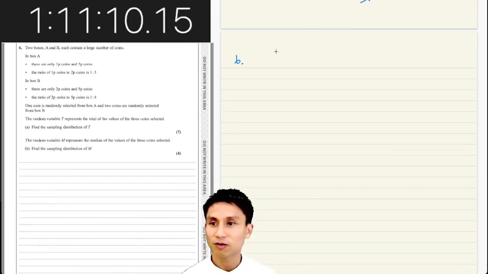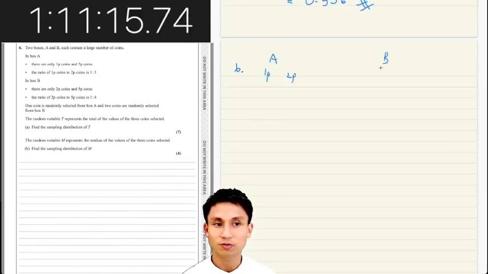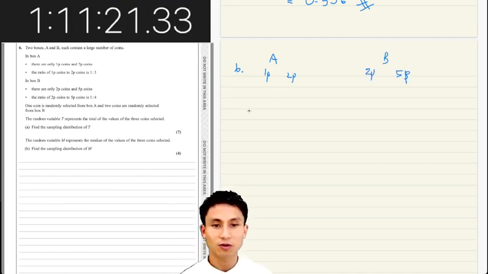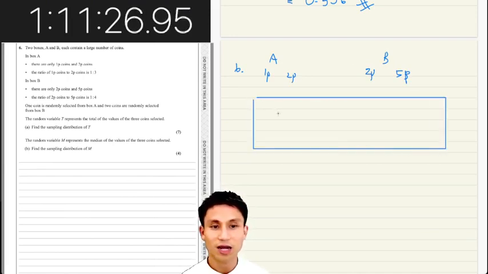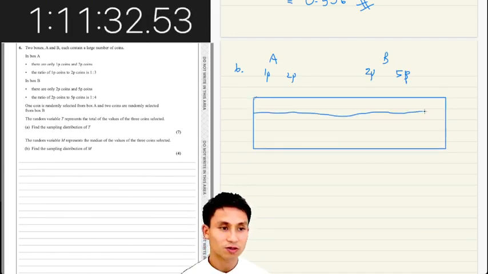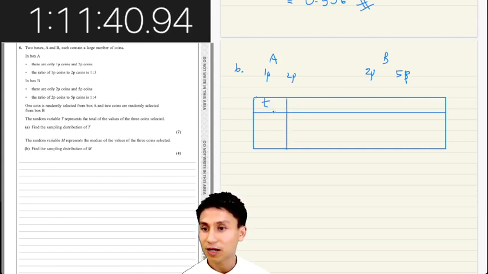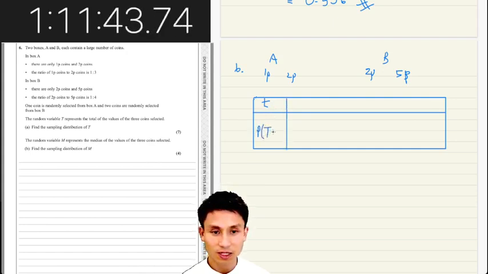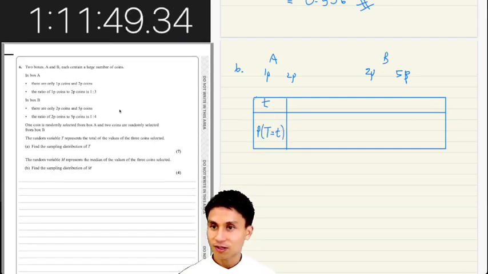Okay, so one coin from box A, so box A only have 1 pence and 2 pence, but box B only have 2 pence and 5 pence, right? So we got to think about the cases first. And by that I mean, what are the cases that you can add up all the money from each coin to B? So that will be the top part here, the value of a little t. Because we are doing a big T, right? So because we are doing the random variable t, so that will be the probability of big T equals small t. Okay? So we're just gonna find the cases first.